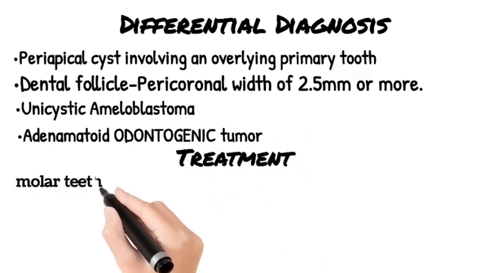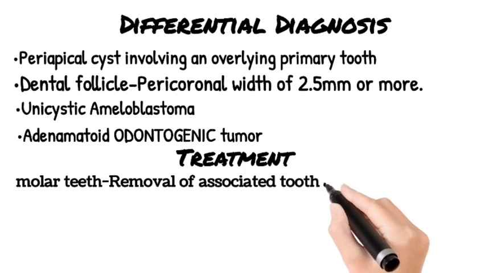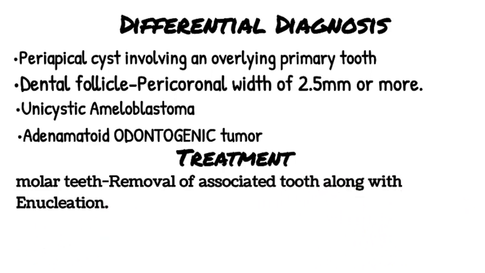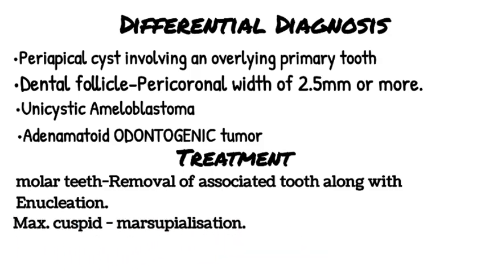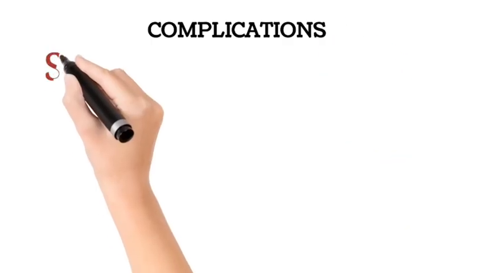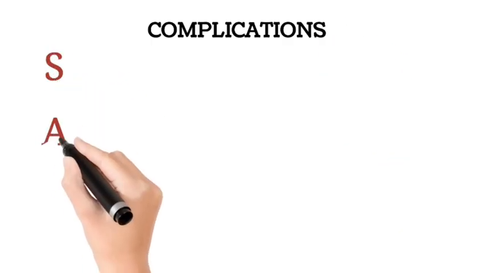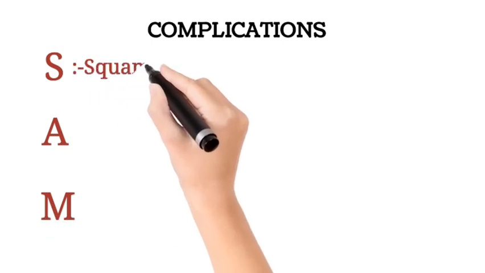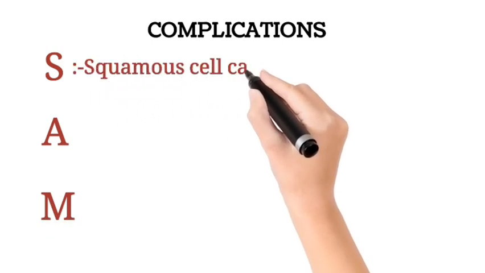You can see it in the picture. Third one, adenomatoid odontogenic tumor. Now coming to the treatment, if it involves a molar tooth like the third molar, then we will do removal of the associated tooth along with enucleation. Next, if there is involvement of the maxillary cuspid, that is the canine, we will go for marsupialization. Basically, marsupialization is a surgical procedure in which the cyst wall is opened and sutured to the oral mucosa to create a pouch through which the cyst will be drained.